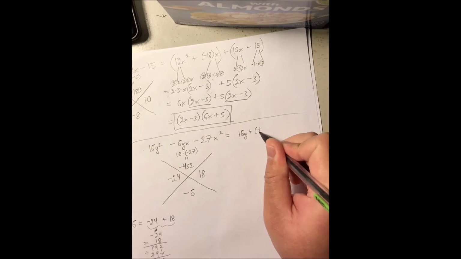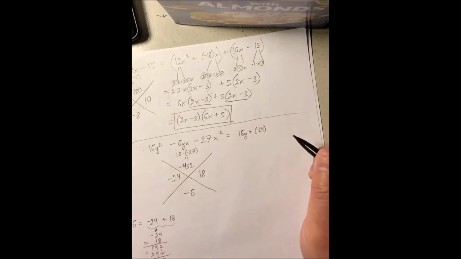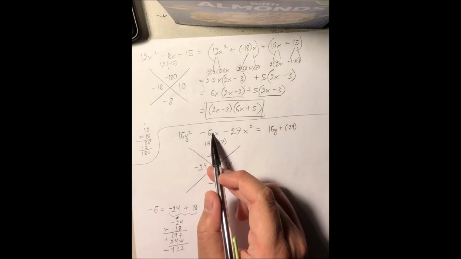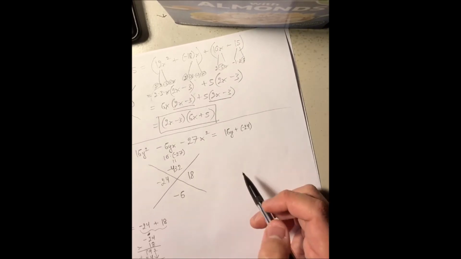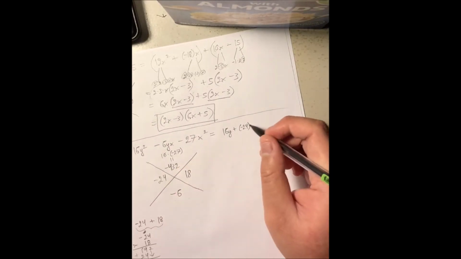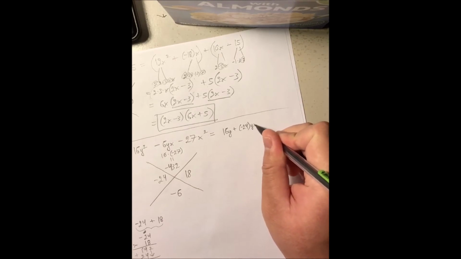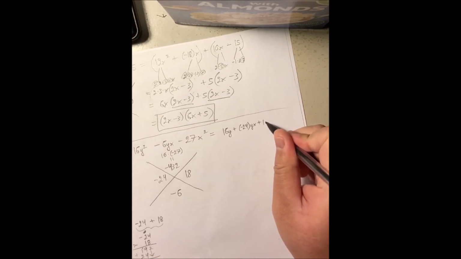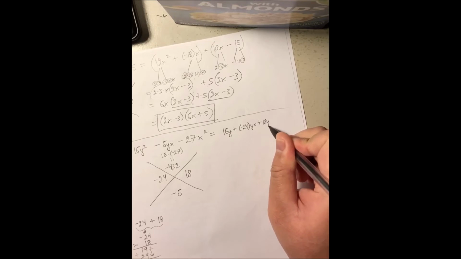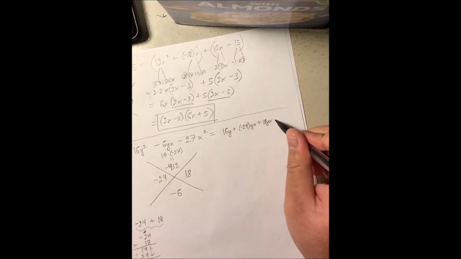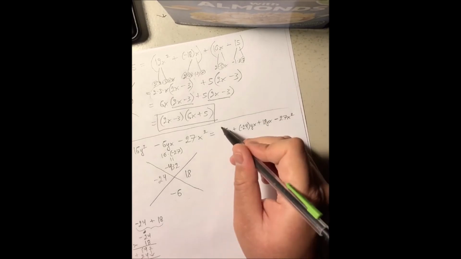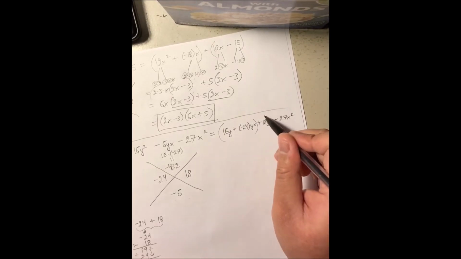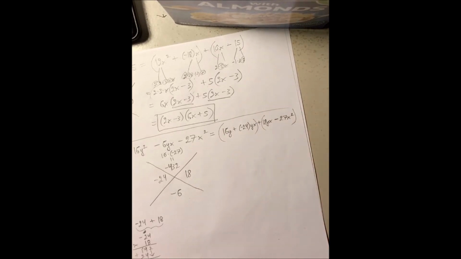plus negative 24. Now, the middle term is y times x. So when I put these two numbers in here, each of them is going to have to multiply yx. So this is negative 24yx, and then plus 18yx. And then keep the minus 27x squared. Continue factoring by grouping method, right there.